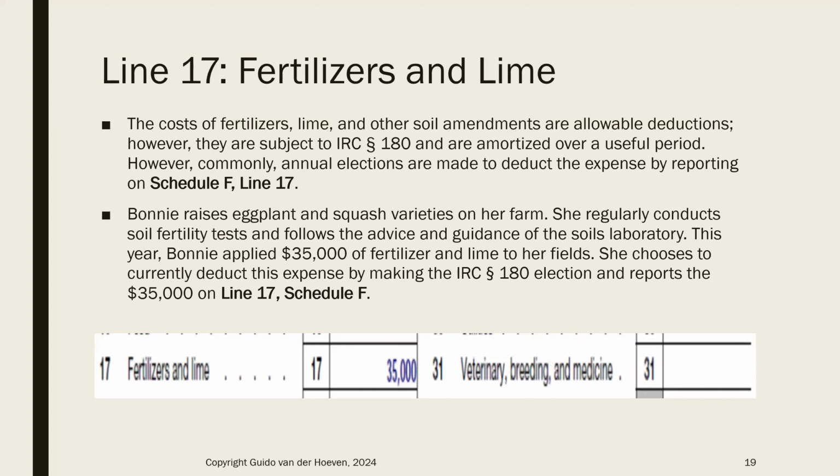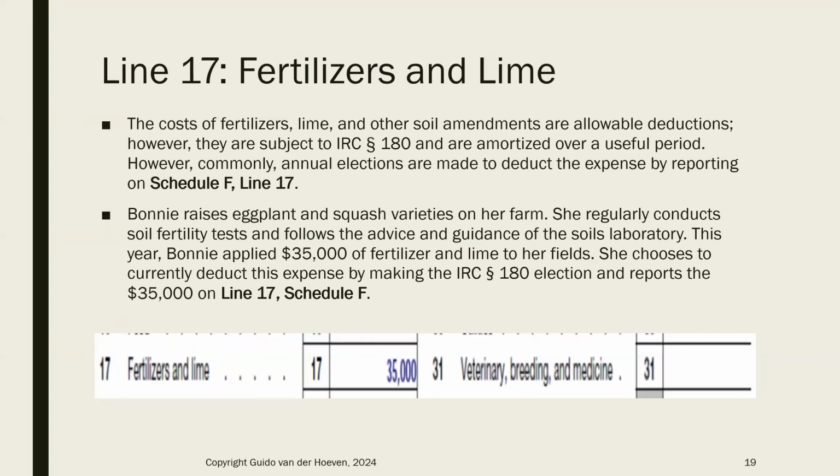Fertilizers and lime are a common one, and this would be for fertilizer, lime, and any other soil amendments. They're allowed. They're subject to Code Section 180. Typically, the code section, if you read it, says it's supposed to be amortized over a useful period. The thing is that I would guess that probably 99.9999% of the time, an annual election is made, either knowingly or unknowingly, by the farmer, and they can deduct the expenses by reporting that on Schedule F, line 17.